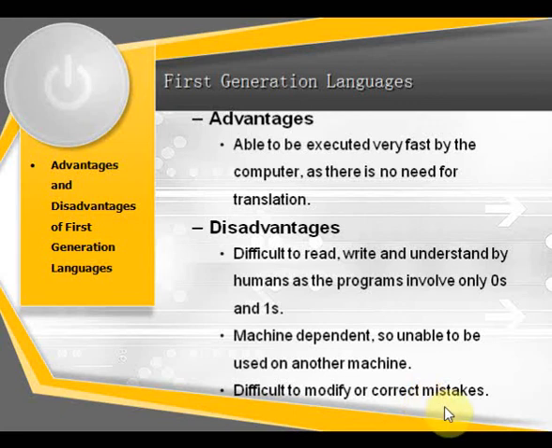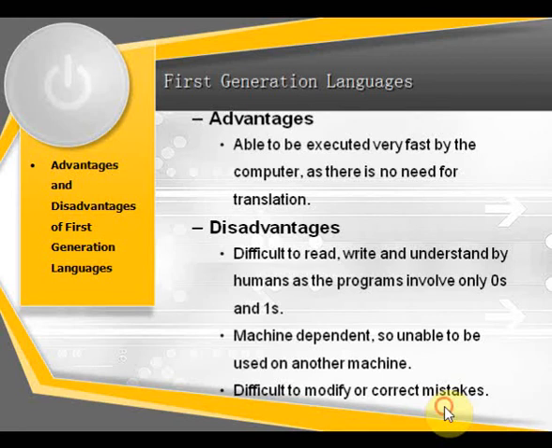Now, in terms of first generation languages, the main thing that you need to remember is that it's also called machine language. It uses ones and zeros. It is hard for humans to understand. Not that we cannot understand it, it's just hard for us to understand. Oh, you also need to know that it is machine dependent.